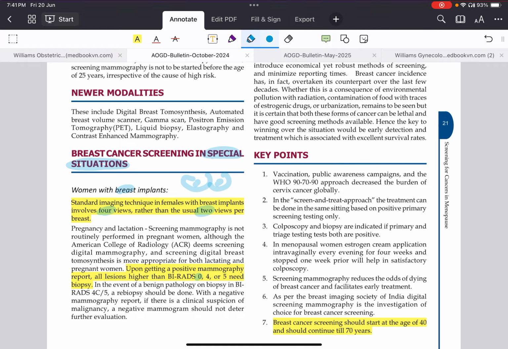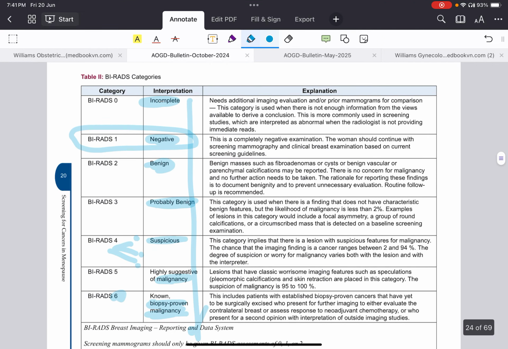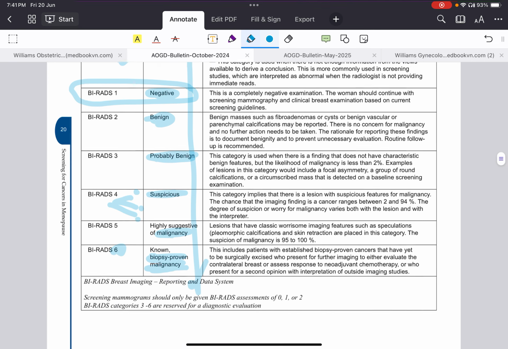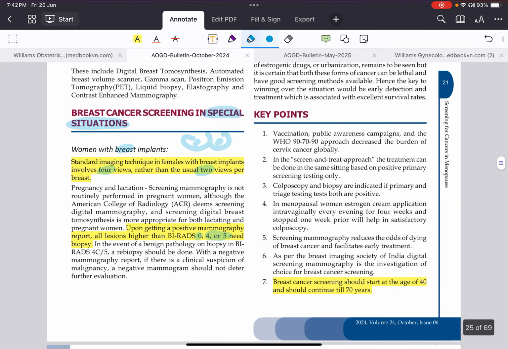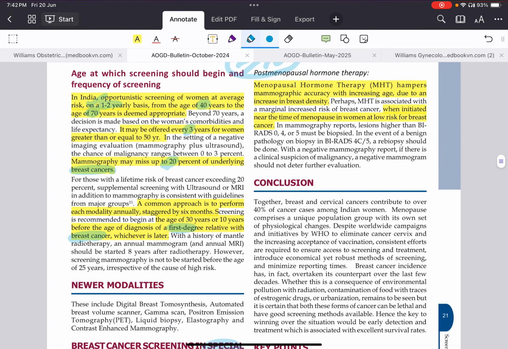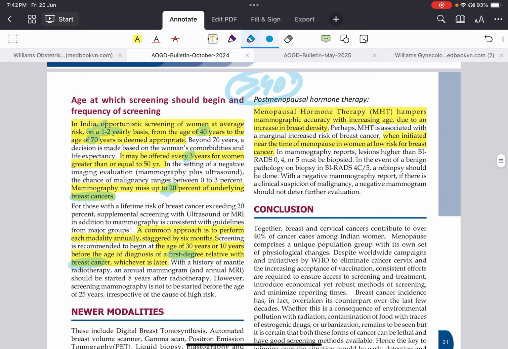If the lady comes with a report, what will you say? BI-RADS 0. What is zero? Incomplete. Incomplete means something is there which is not visible on mammography. BI-RADS 0 and even 4 and 5, which are the last stages, need biopsy. Why not 6? Six needs no biopsy, because it is already biopsy proven. So that's why BI-RADS 0, 4, 5 need biopsy.